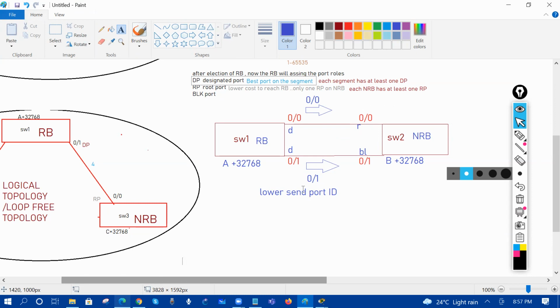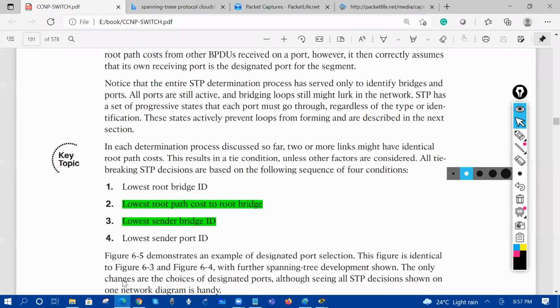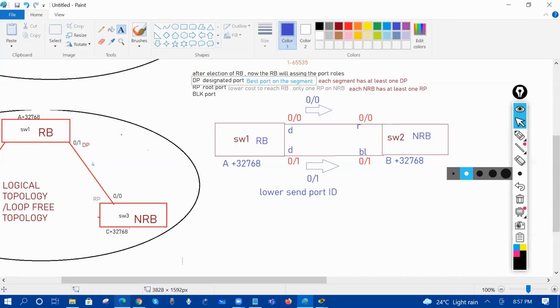But if you have a hub, then it will go for the lower receiving port ID. That's not normally what we are using, which is why it is not showing that information, right? But if you have a hub, it will use the lower receiving port ID.